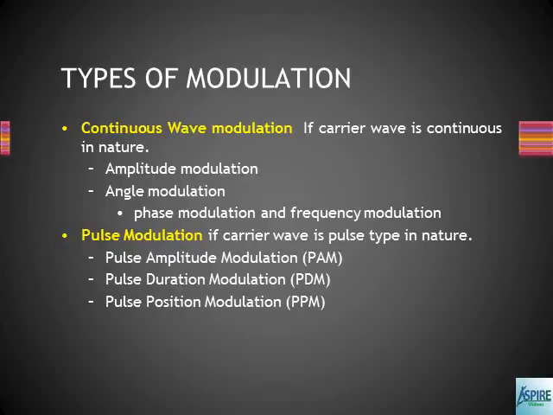When we modulate the pulse of the signal with amplitude, then it is known as pulse amplitude modulation. And like this, when we modulate the pulse of the signal with time, then it is known as the pulse duration modulation. And like this, when we modulate the signal with its position, then it is known as the pulse position modulation.